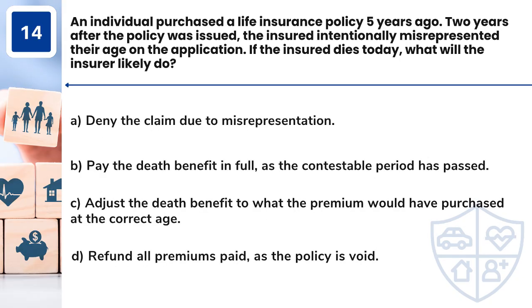Question 14. An individual purchased a life insurance policy 5 years ago. 2 years after the policy was issued, the insured intentionally misrepresented their age on the application. If the insured dies today, what will the insurer likely do? A. Deny the claim due to misrepresentation. B. Pay the death benefit in full, as the contestable period has passed. C. Adjust the death benefit to what the premium would have purchased at the correct age. D. Refund all premiums paid, as the policy is void.